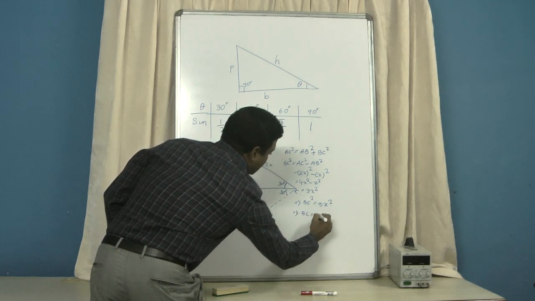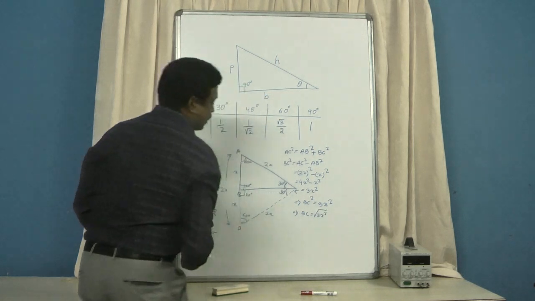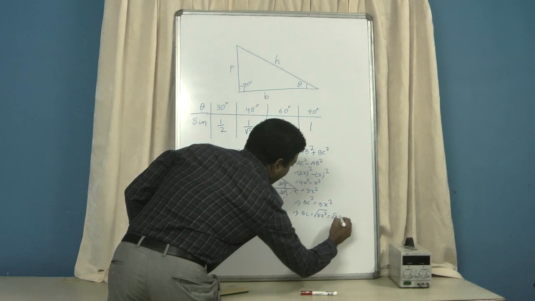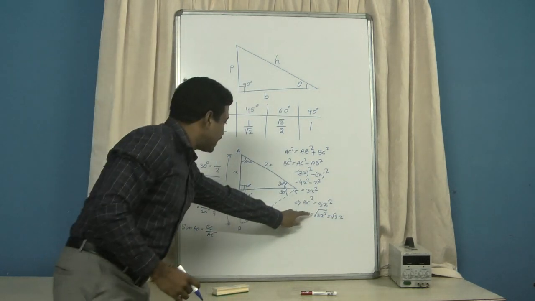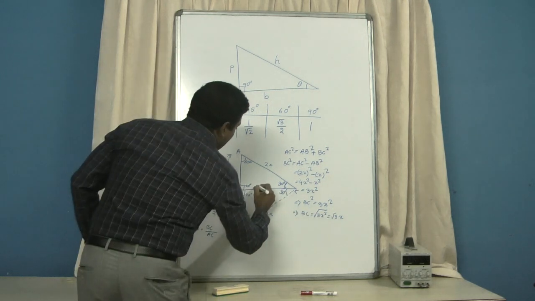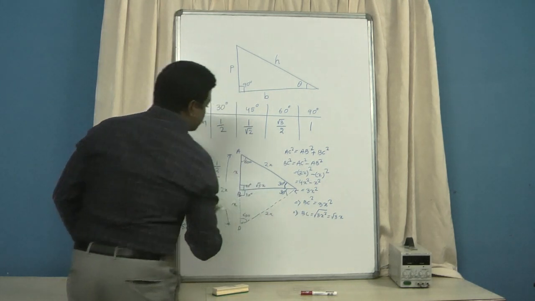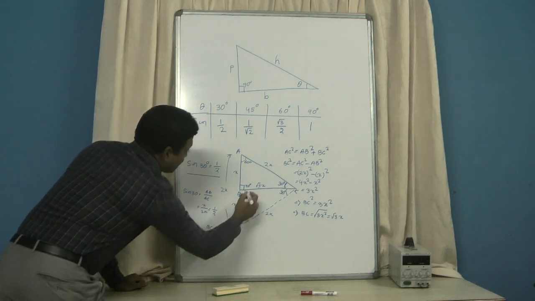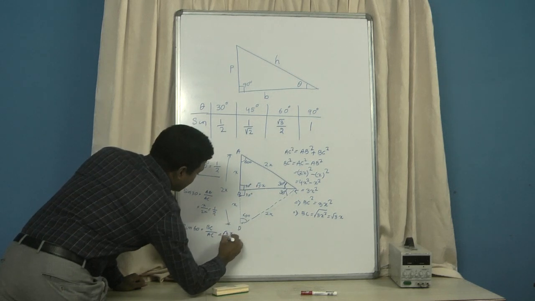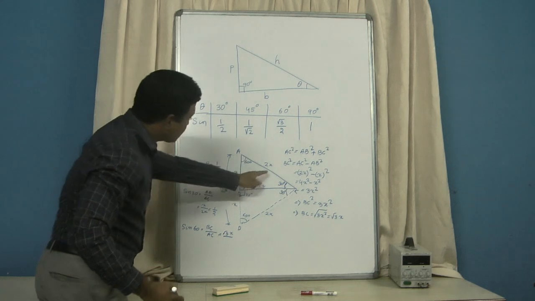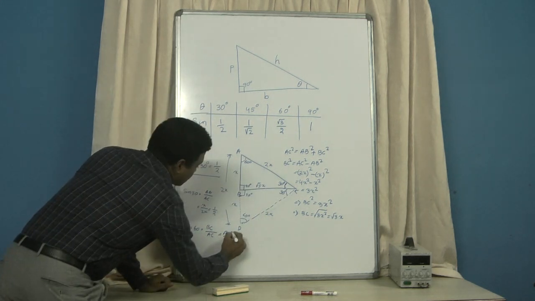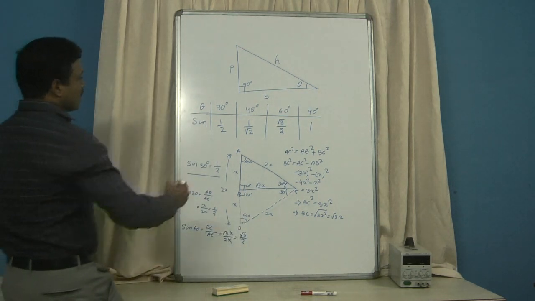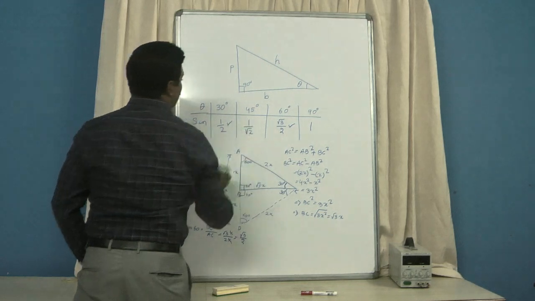So that implies BC square equals 3x square, and BC means we are taking the square root of 3x square, so that equals root 3 x. So now the length of BC side comes out to be root 3 x. Now sine 60 is BC divided by AC. So BC is root 3 x divided by AC, AC is 2x. So x cancels out, and this gives root 3 divided by 2. So this thing will prove. This thing also will prove.